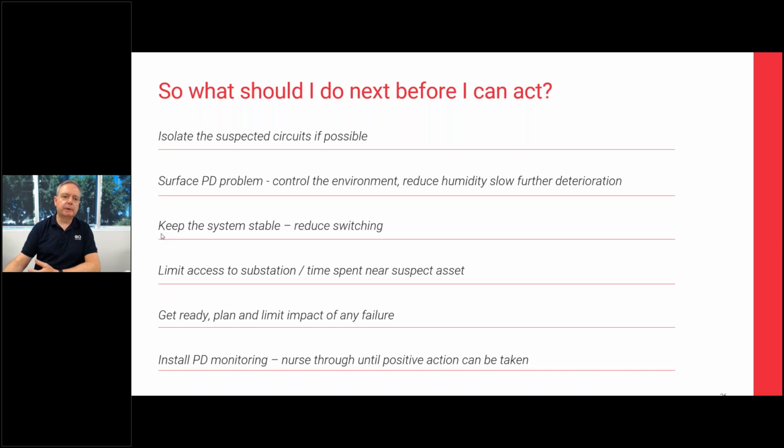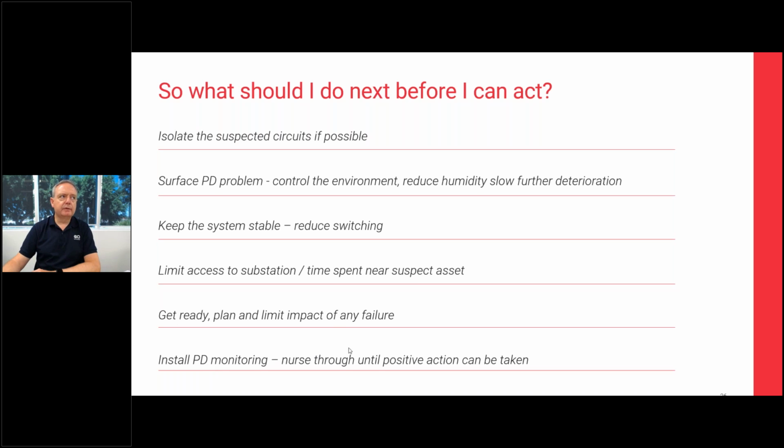When you carry out switching, you'll get switching surges. That may be the final straw that breaks the final bit of insulation and causes that failure. So keeping things steady until you can get that outage is another good thing. Or if you switch something out, be very careful when you're switching something back in. As a safety aspect, limit access to the substation or time spent near the suspect asset. So that's just about minimizing the risk to people in case that disruptive failure happens.